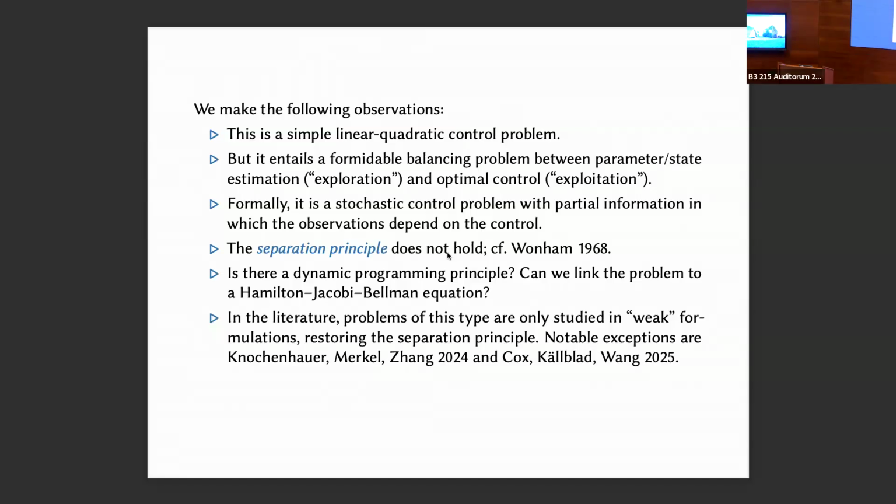And we don't want to go to a weak formulation. We want to formulate it with a fixed probability space, fixed Brownian motion, fixed filtration that we start out with, and then see how far we can push things. I'm aware of 2 other papers that do this. One is by us, that's a follow-up. And the other one is by Cox, Kelblatt, and Wang. That's also a follow-up of our paper.